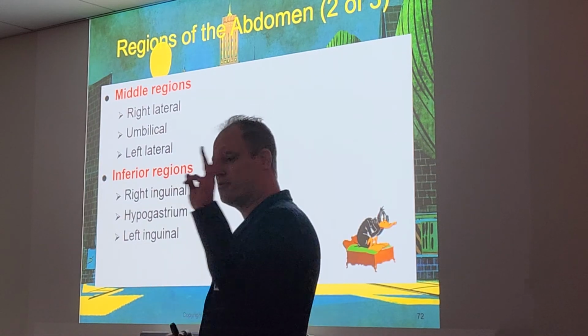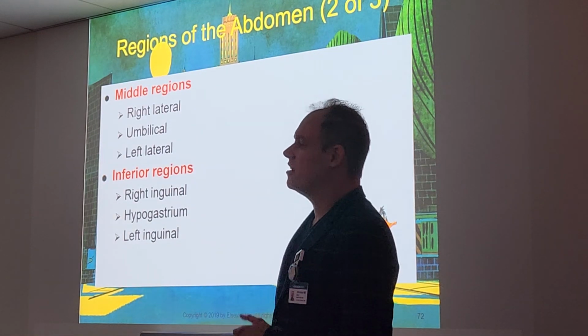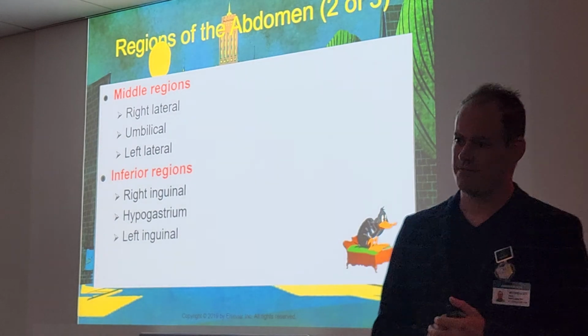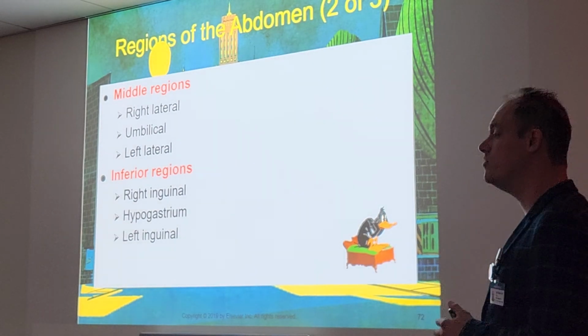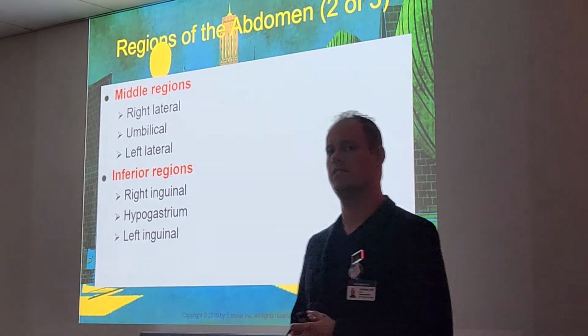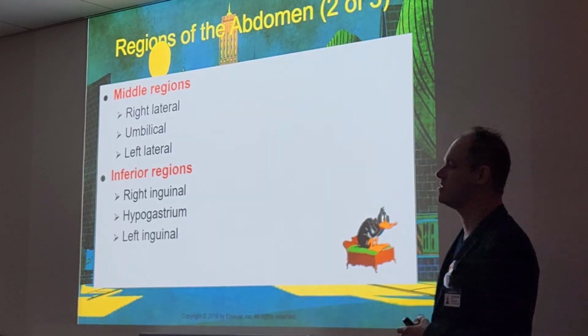But just know you have those major regions. You have the 9 regions. They're divided into superior, middle, and inferior. You know that number 9. Versus the 4 quadrants, do know the specific labels of those 4 quadrants and what organs lie within.